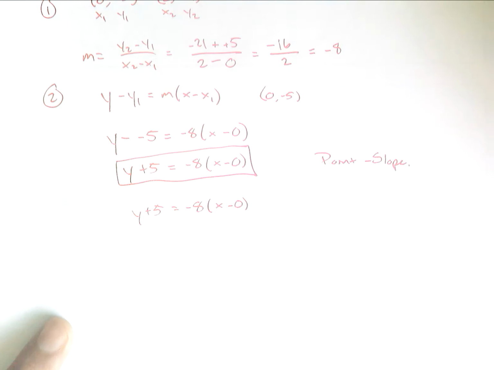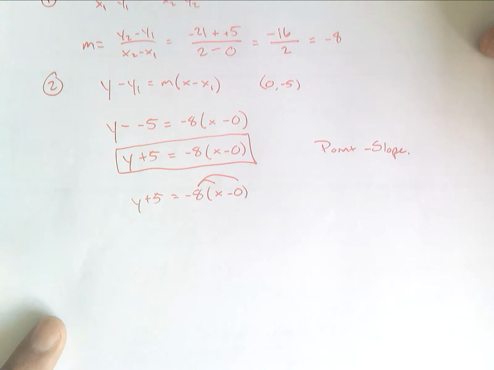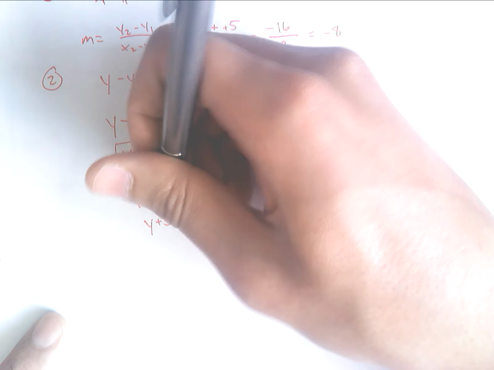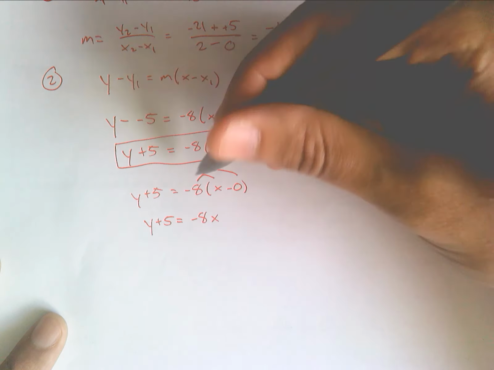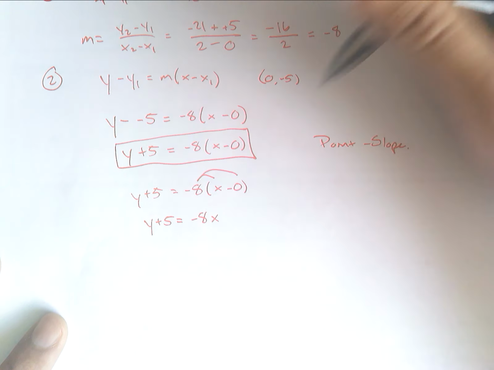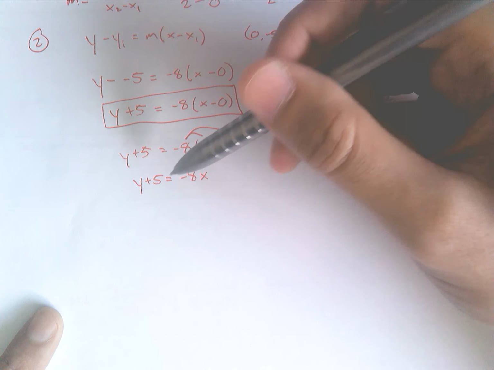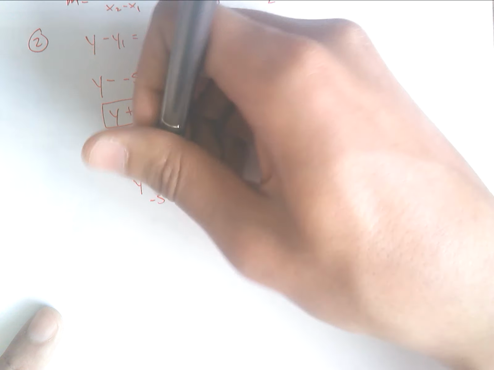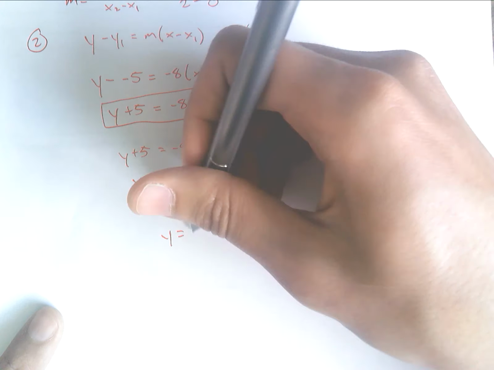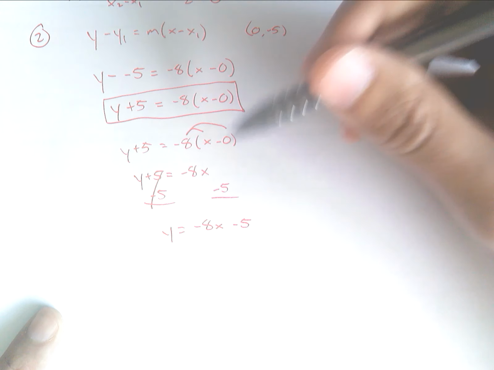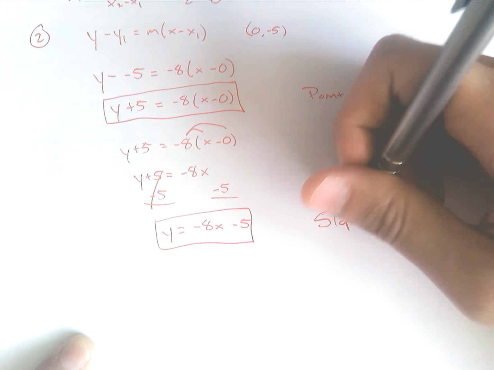Again, x minus 0, you can either just write x, or you might recognize the distribution here. So let's go ahead and do that. So we have y plus 5 equals -8 times x is -8x, and -8 times 0 is just 0. So you can write plus 0, or you don't have to write anything. And then in order to get it in slope-intercept form, we have to solve for y, so we got to deal with that plus 5 by subtracting 5. So we get y equals -8x minus 5. There's no like terms here, so we just tack it on at the end. So this here is slope-intercept form.